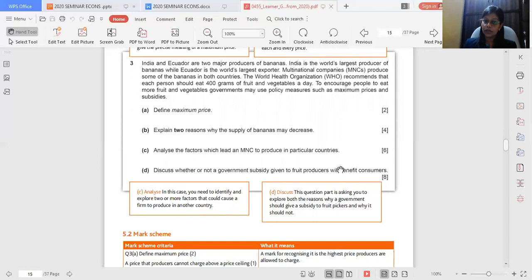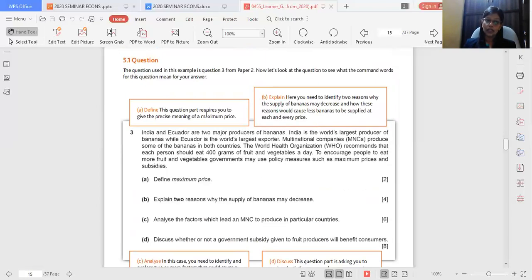And D, if you see, discuss whether or not government subsidy given to fruit producers will benefit the consumers. So discuss. This question is asking you to explore both the reasons why government should give a subsidy to fruit pickers and why it should not. When they say discuss, you have to talk on both sides, advantages and disadvantages. Why? Do you think it's necessary for government to give a subsidy or not? You can argue. So these are the basic things that we should know on the section.